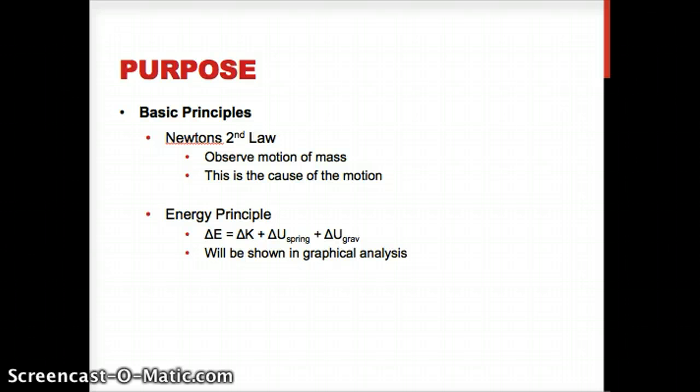Newton's second law will be used to help us observe the motion of the mass and plot the computational model of the mass and its spring system. After this is computed, the energy principle will be studied through a graphical analysis at the end. Delta E equals delta K plus delta U of the spring plus delta U of gravity. So we'll show that in a graphical analysis at the end of the lab.